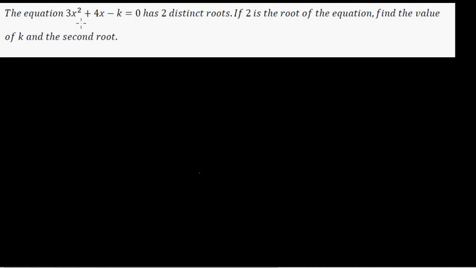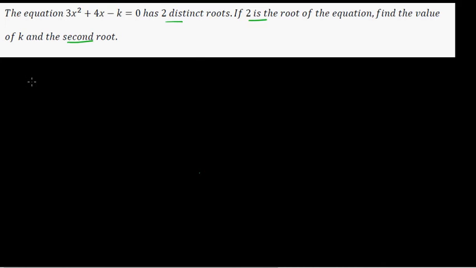The equation 3x squared plus 4x minus k equal to 0 has two distinct roots, and 2 is one of the roots of the equation. Find the value of k and the second root. So what are they saying? This quadratic equation has got two roots or two values of x.